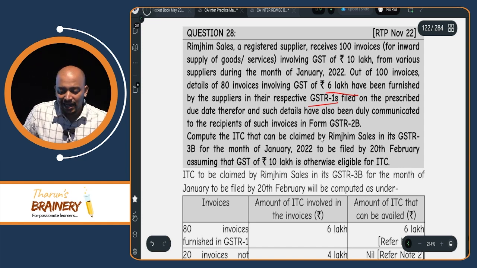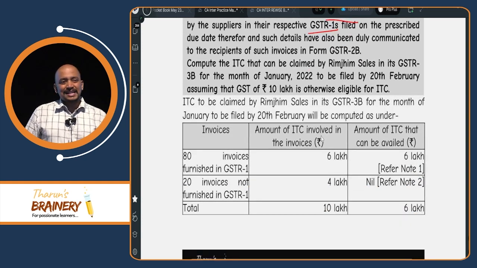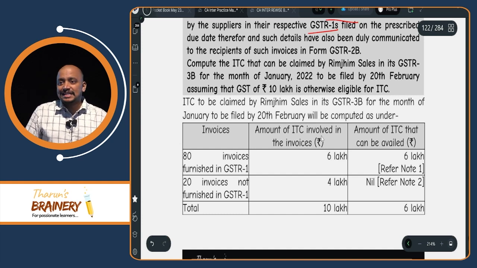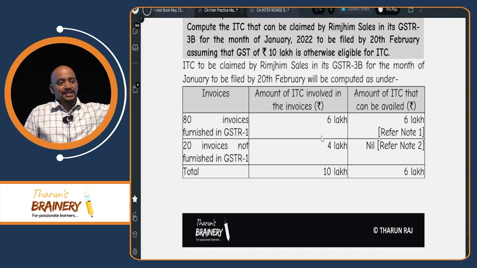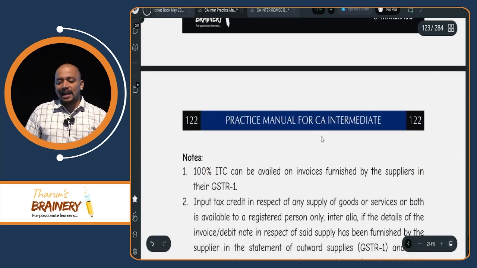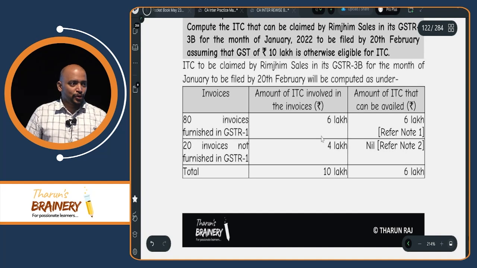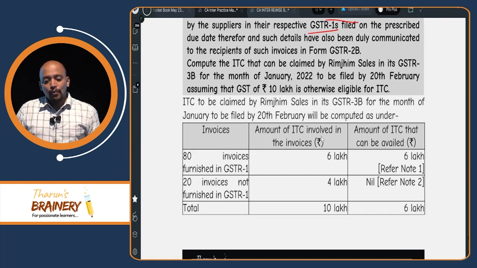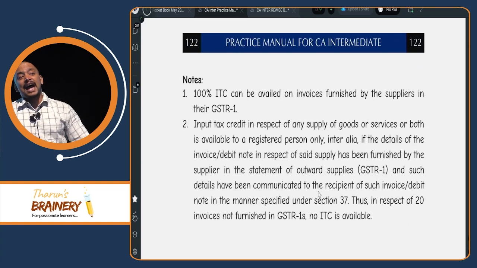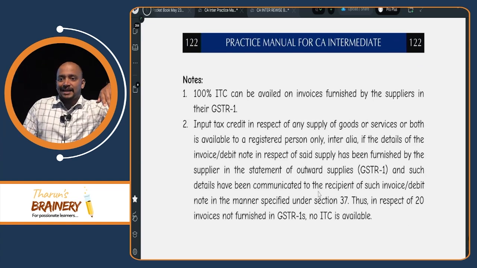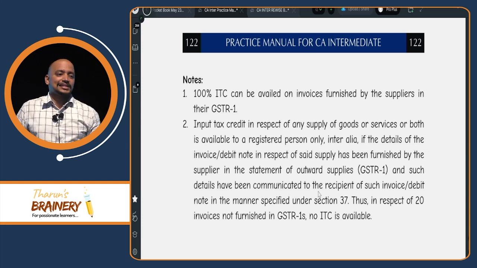So, how much can be taken as ITC? Only 6 lakhs. Why? As per Section 41, only those ITCs which are reflected in GSTR-2B of the recipient, generated based on GSTR-1 of the supplier, can be taken. In this case only 6 lakhs is reported, so that much only can be taken. What about the ITC with respect to 4 lakhs? That can be taken as ITC as and when the supplier declares the details in GSTR-1.